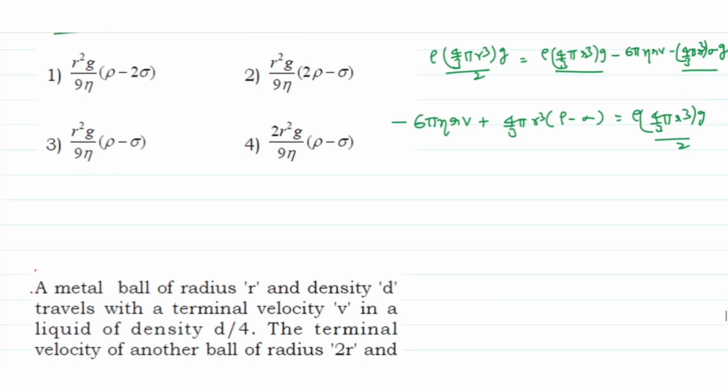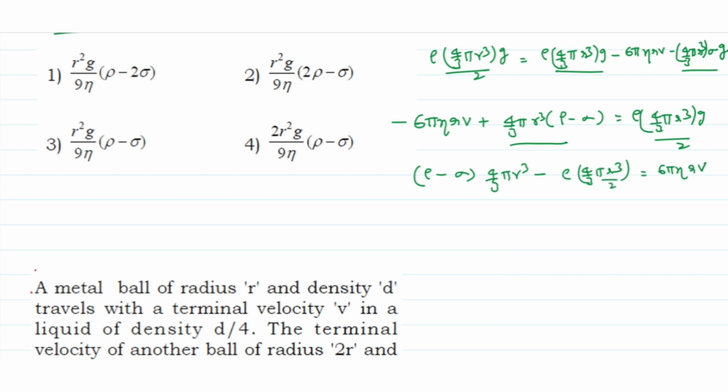Taking minus 6 pi eta r v, and bringing this rho term to the other side, we get rho minus sigma into 4/3 pi r cube, minus rho into 4/3 pi r cube by 2, equals 6 pi eta r v.